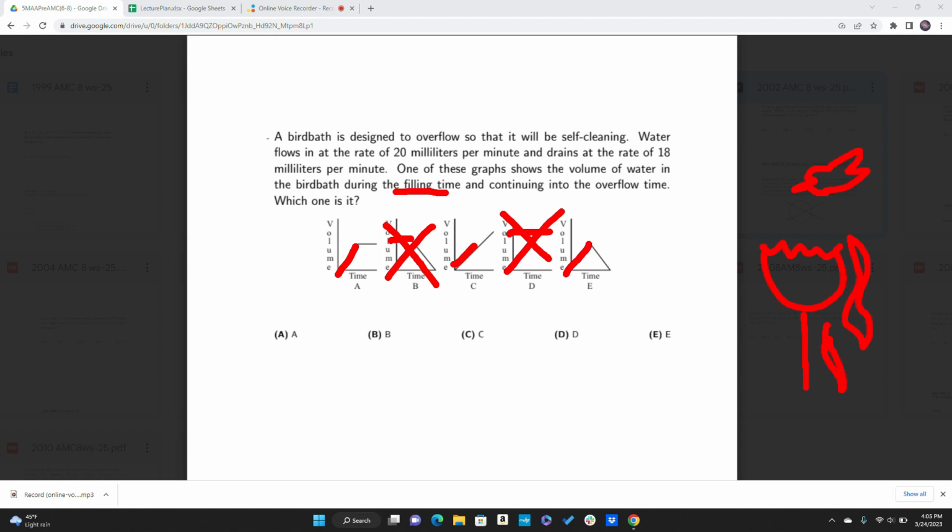And then E has an increased time as well. So we can keep A, C, and E. Okay, now what's going to happen during the overflow time? That one's the tricky part.